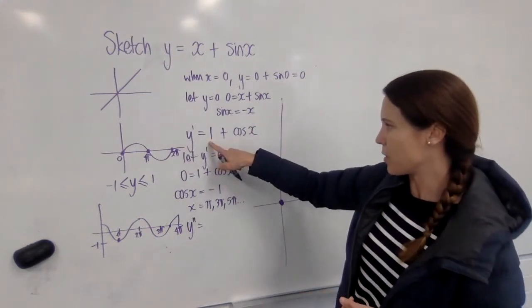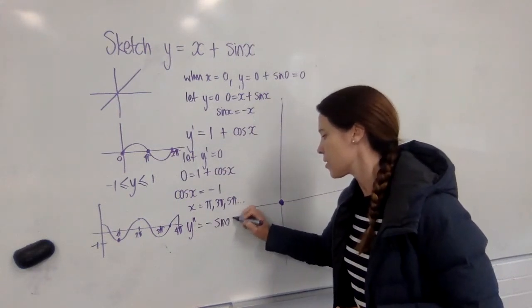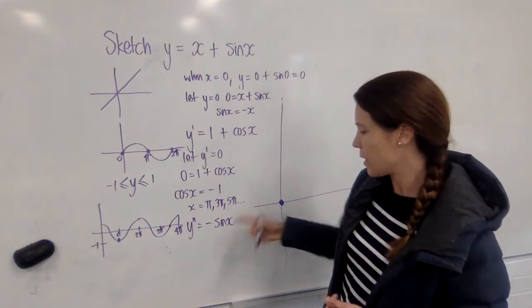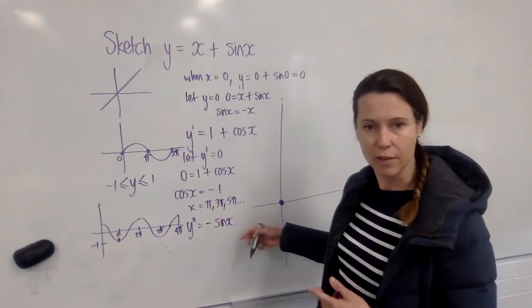When we differentiate 1, we get nothing. When we differentiate cos x, we get minus sine x. So this is nice and straightforward. Now we can ask ourselves, when x equals all of these things, what would the second derivative be?